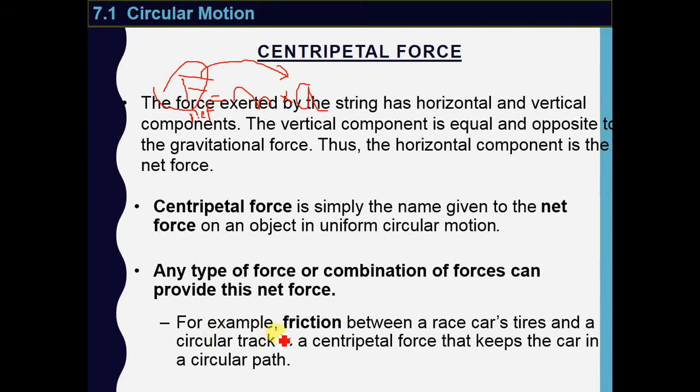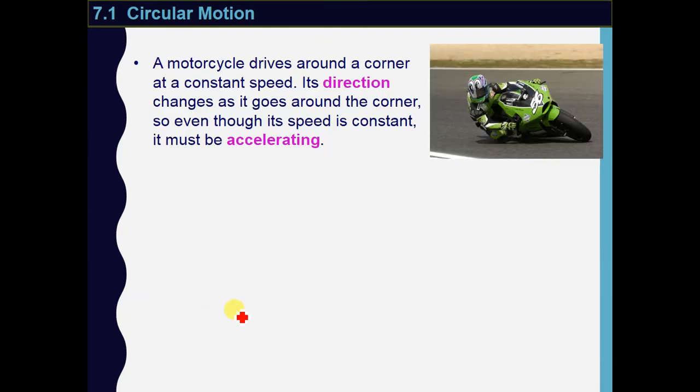So for example, now we will talk about a race car moving on a circular track. Let's see what is the force that keeps the car in circular path. Here you have a motorcycle. A motorcycle is moving around a corner. Okay, so for this motorcycle to move in this circular path, we must have a centripetal force, we must have a net force that causes this motorcycle to accelerate, right?